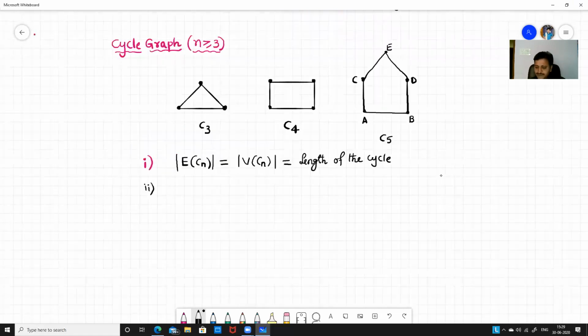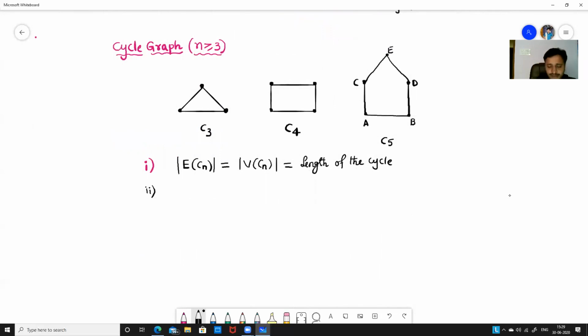What is the degree of each vertex in a cycle graph? Obviously, it is 2, right? The degree of each vertex in a cycle graph is 2. The degree of V in Cn is 2, meaning each vertex has degree 2. Then how many edges are there in a cycle graph of length n? Only n edges.